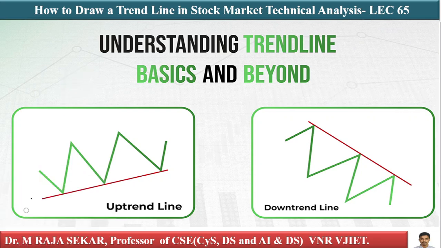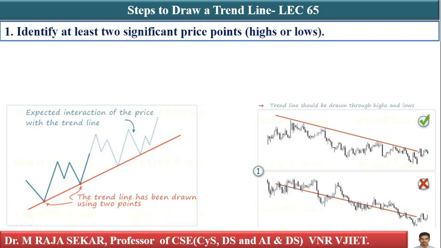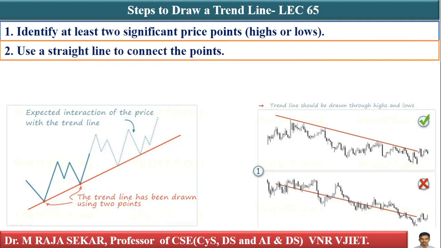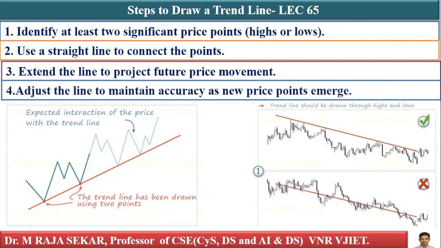In this lecture, we will try to understand how to draw a trend line in technical analysis. Let us try to understand this concept. First, we have to identify at least two significant price points. Those significant price points may be highs or lows. Use a straight line to connect these points. Extend the line to project future price movement. Adjust the line to maintain accuracy as new price points emerge.